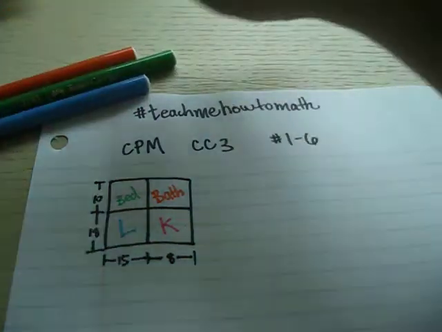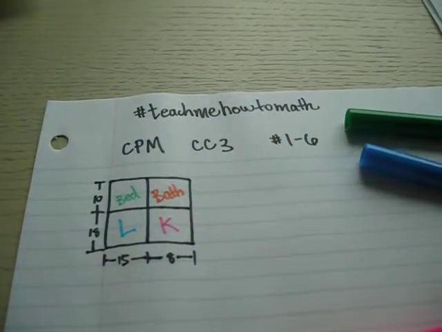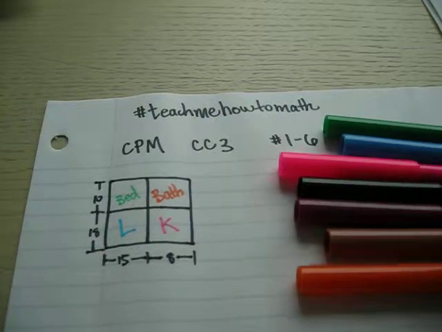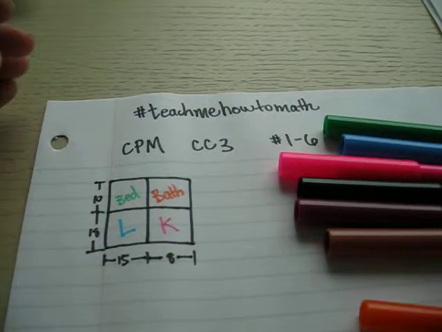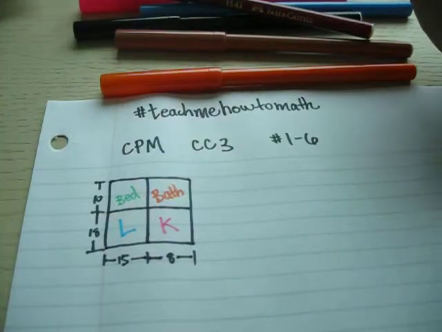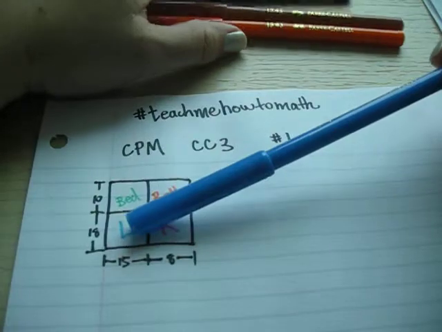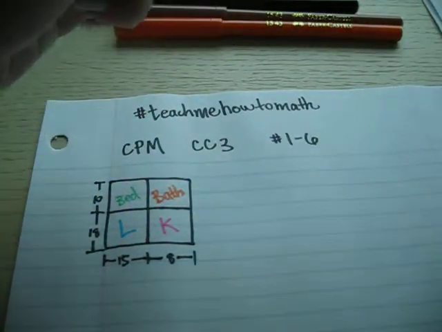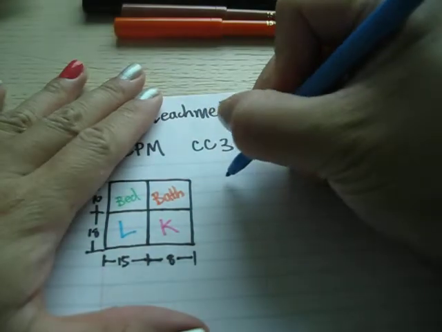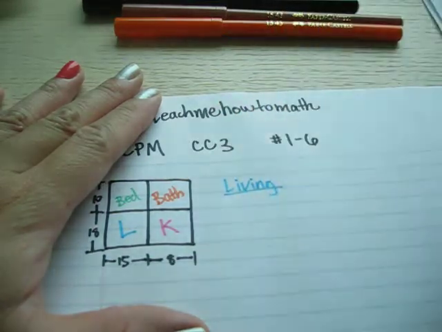Alright, so I'm going to show you this one particular way to solve this problem. There are lots of different ways to solve problems. That's another reason why I love CPM. CPM allows you to be open-ended about the methods that you use to solve. Okay, so first up, we need to find the area of the living room. I had color-coded the living room as blue, so I am going to use a blue pen for the area of the living room.